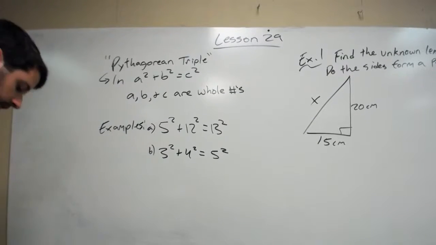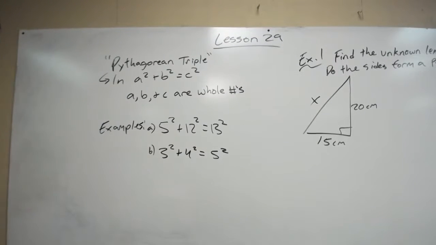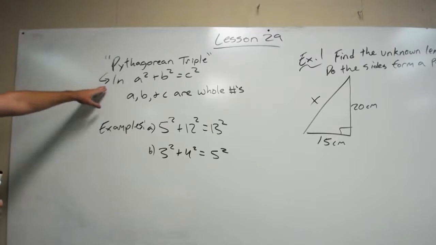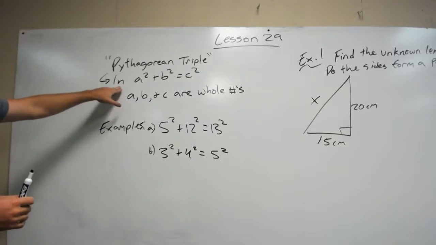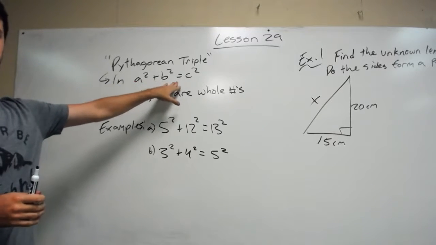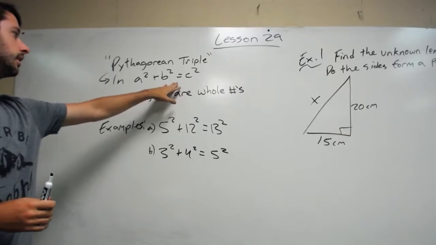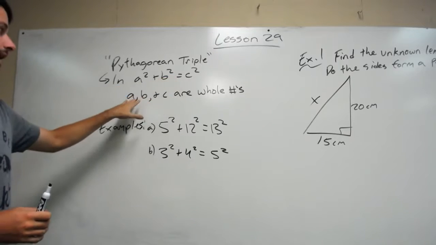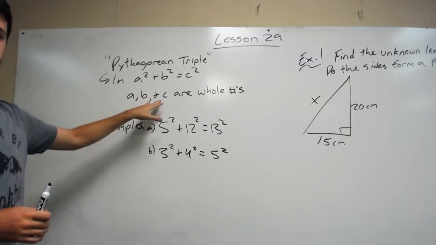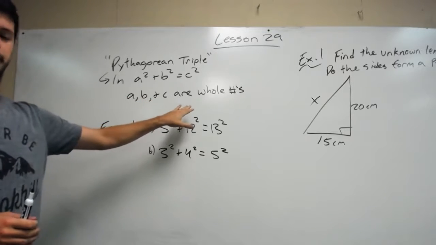In lesson 29, we're going to look at Pythagorean triples and radical expressions. So to start, what is a Pythagorean triple? Well, in a squared plus b squared equals c squared, or the Pythagorean theorem, a Pythagorean triple is when the a, b, and c are all whole numbers.